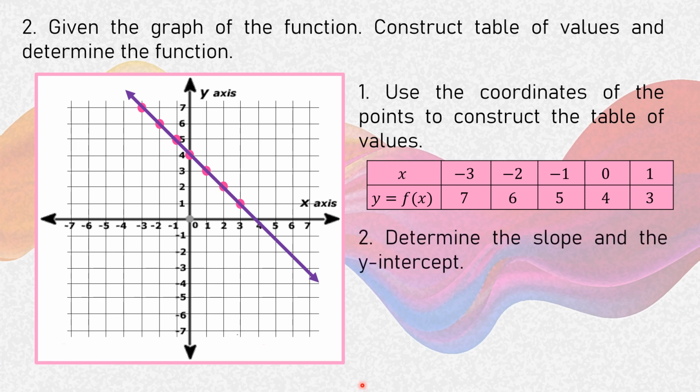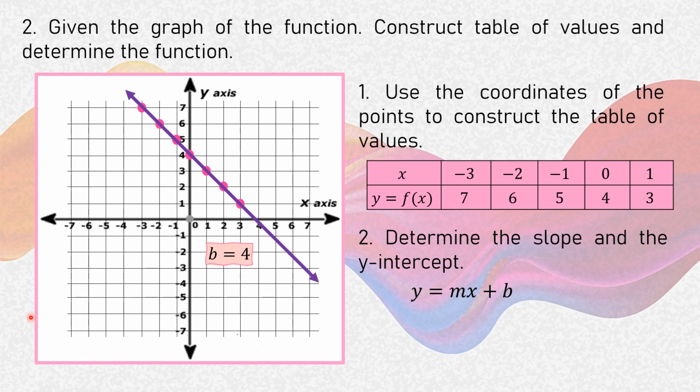So, second step is to determine the slope and the y-intercept. When we said slope and y-intercept, that is y equals mx plus b. Kapag sinabing y-intercept, iyon yung point na nag-lie sa mismong y-axis. So, dito meron tayong 0, 4. Therefore, ang ating y-intercept is 4. Or the value of b is 4.